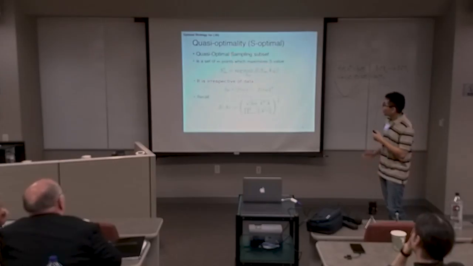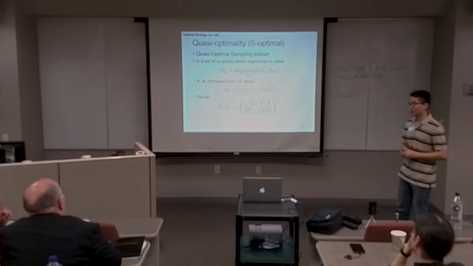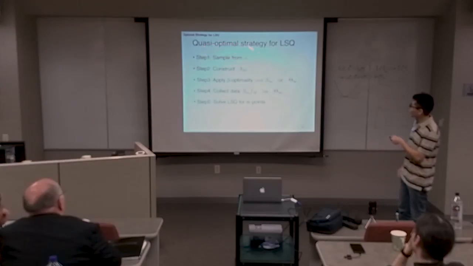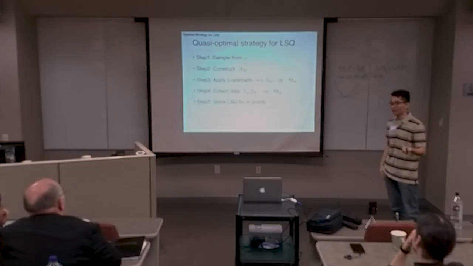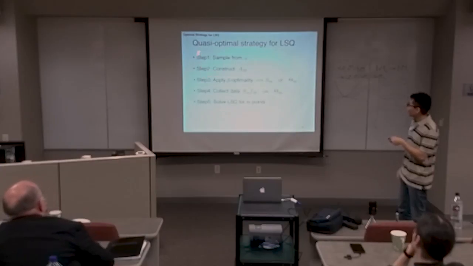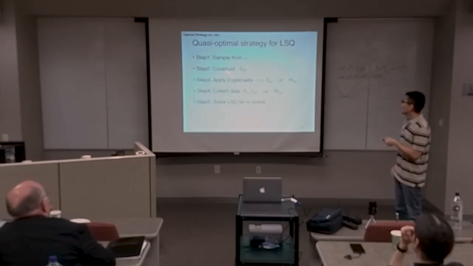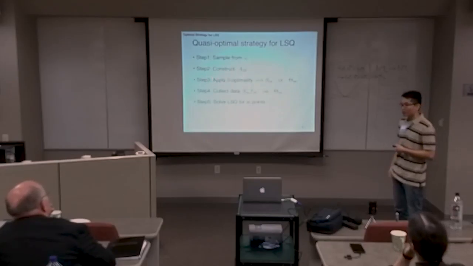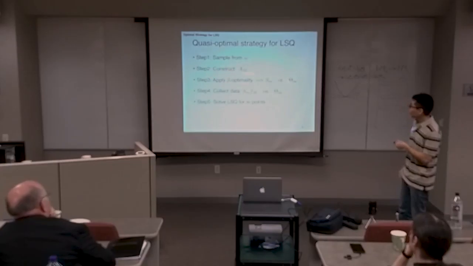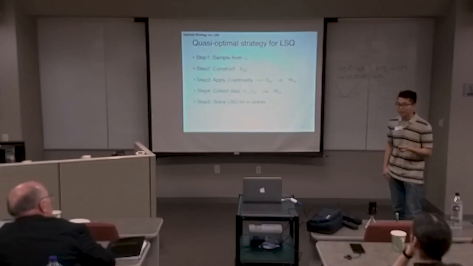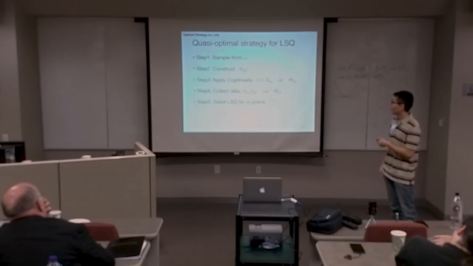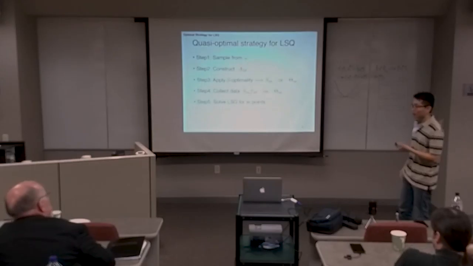Then with this quasi-optimal subset in mind, now we are in a position to present our quasi-optimal strategy for least squares. First, we draw samples from the orthogonal probability measure, omega. And again, this comes from our basis. And then we construct the model matrix. Up to here is the same procedure as the Monte Carlo approach. And third step, by applying the S-optimality, we obtain the quasi-optimal subset of small m points. So this procedure will tell you at which points you should collect the data. After that, we actually collect the data only on those well-selected points. And then we just solve the least squares problem only for small m points.